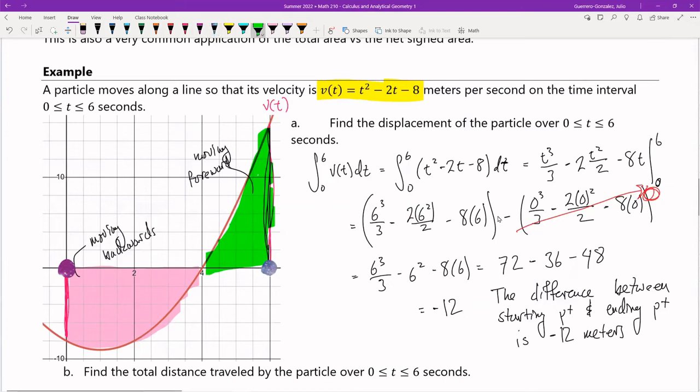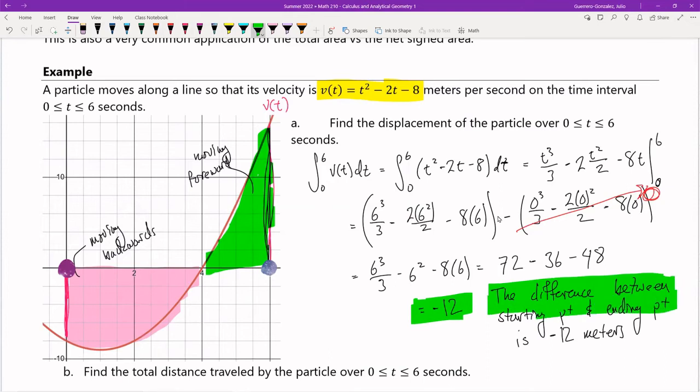What we just found was the difference between those two positions. So it started at t equals 0 somewhere. It ended at t equals 6 somewhere. The difference between those 2 points, the starting and the ending point, is 12 meters in the negative direction. So from the start to the very end, he's still 12 meters back from where he started.